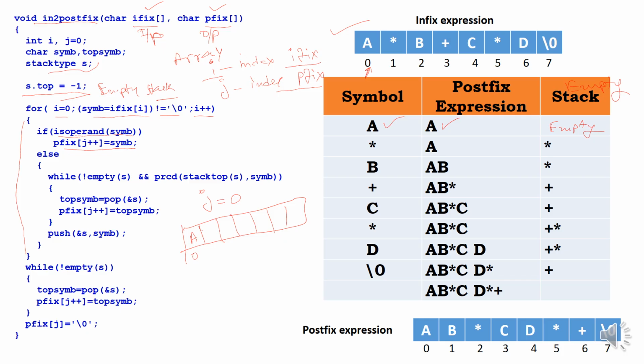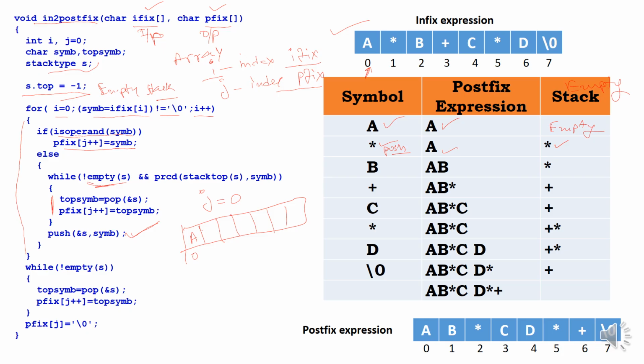The symbol is now asterisk. Again you compare: is the symbol an operand? No, it is an operator. If it is an operator, is the stack empty? Yes, the stack is empty. So without checking the other instructions, you execute push symbol onto the stack. The symbol you are reading, asterisk, is pushed onto the stack. Now postfix is A and the stack contains asterisk.